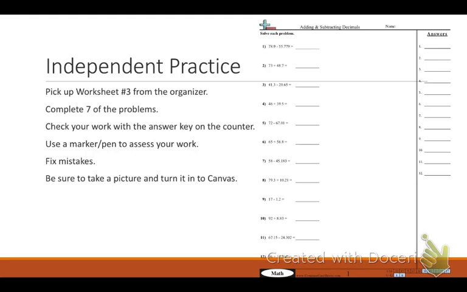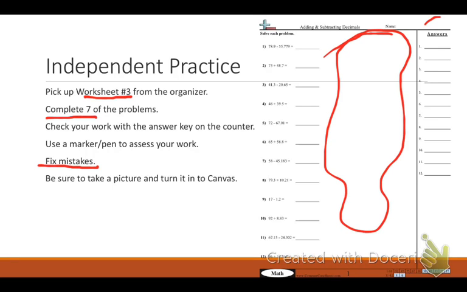Welcome back. Now you're going to pick up worksheet number 3 from the organizer. You're going to complete 7 of the problems. Worksheet number 3. Choose 7. Okay, and you're going to grade it using the answer key on the counter when you're done. Remember, you're going to fix your mistakes and then you'll take a picture and turn it into Canvas. So I should see your work. This is a good space for work. And then write your final answers over here, but you're choosing 7. Okay? If I don't see your work, then I'm probably going to make you do some more work. So show your work. Pause the video so that you can do that.